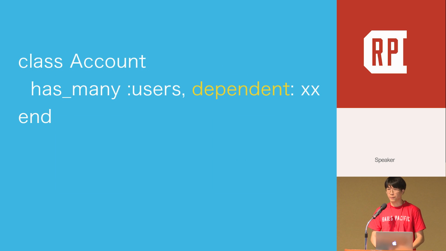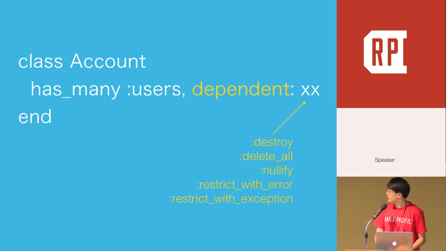So that's why we use dependent to control what happens to the shared object when the account is destroyed. There are several available options as follows. For delete, destroy, and delete all, it means all the associated users will also be destroyed or deleted. This is on delete cascade in the database table schema.